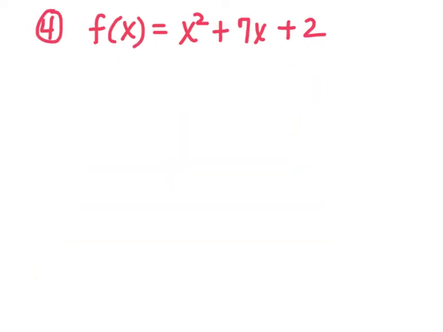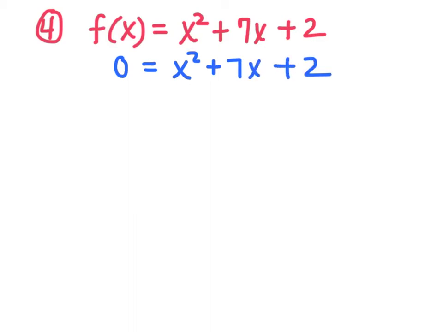All right, we have one more I want you to try. Okay, so push pause, sorry. Try this one. When you're finished, push play, and you can watch the solution. All right, start by putting a 0 here, equals x squared plus 7x plus 2. I'm going to complete the square.